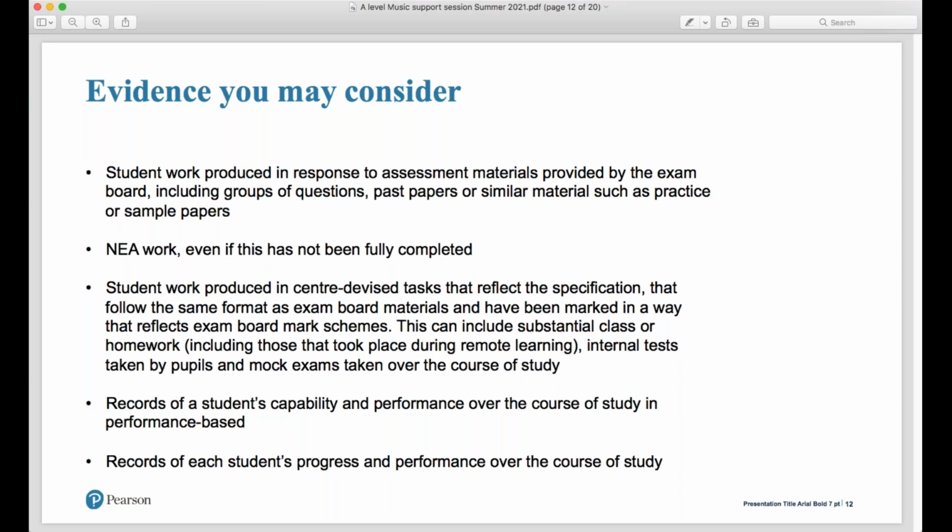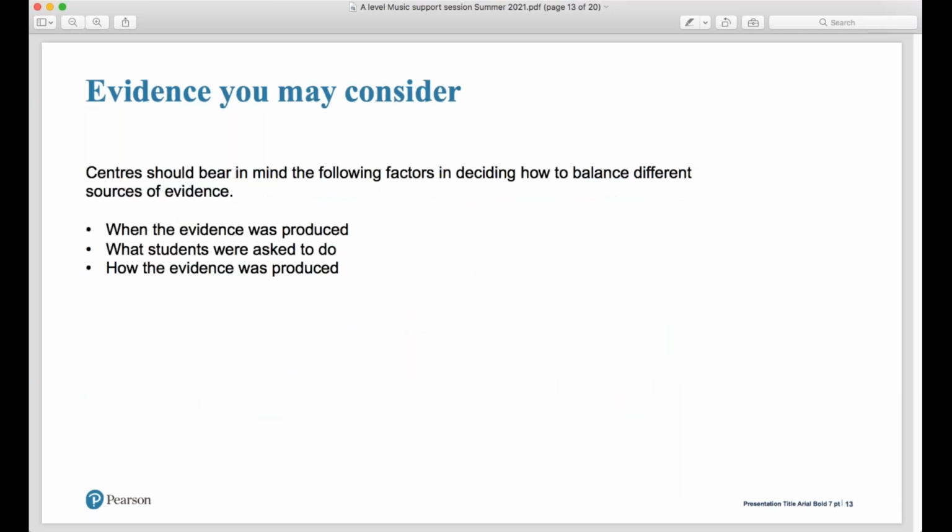So is the guidance on the third bullet to use evidence that was not completed under exam conditions? Yes, you can include things that weren't completed under exam conditions, but the next slide mentions factors that you might consider when deciding on the balance of these different sources. Obviously, when the evidence was produced, when in the course it was completed, and how that reflects their ability at the current point.